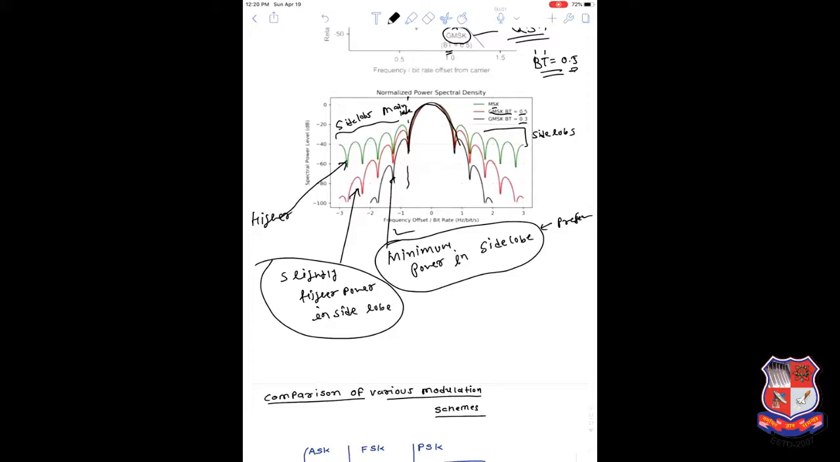because we generally put a filter here; this is a filter response. So whatever power is in the main lobe is important. The other power in the side lobes basically produces ICI, and is not useful because it does not pass through the filter. So this one is the case where a higher amount of power is in the side lobes, and it is generally not preferred.